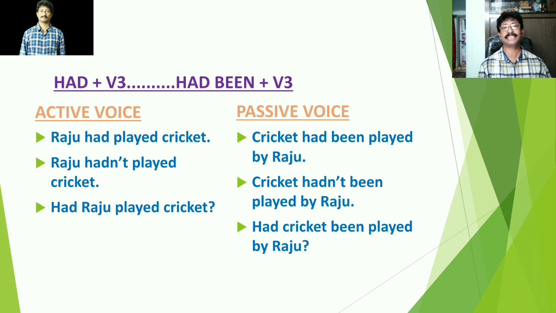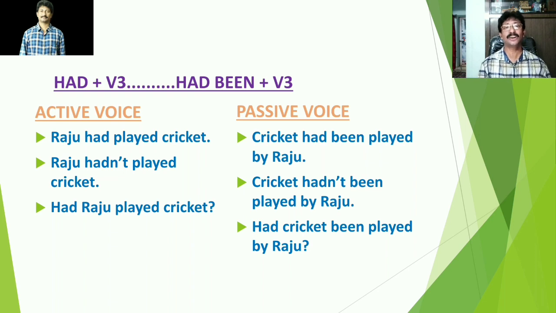Now look at the second sentence. Raju hadn't played cricket. Here not is included. Since not is included, it becomes a negative sentence. Then how does this negative sentence get changed into its passive form? The sentence gets started like this. Cricket hadn't been played by Raju. So object becomes subject. So the sentence starts with cricket. Cricket is followed by had not been played by Raju.